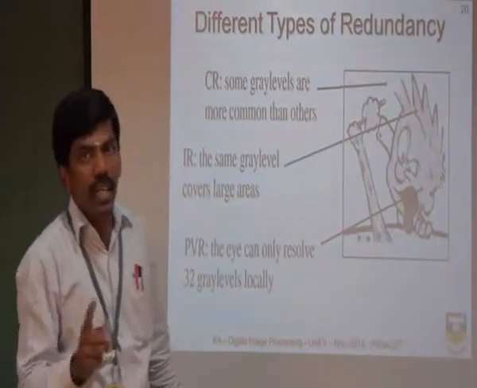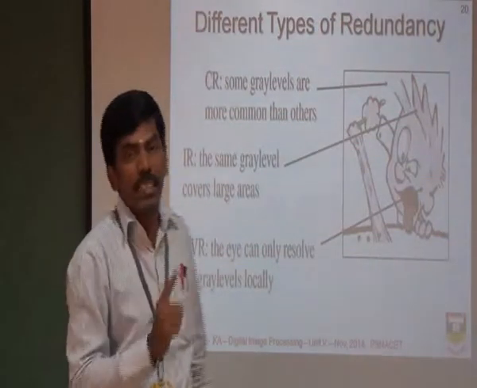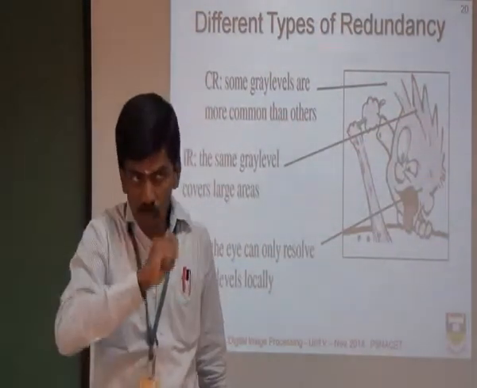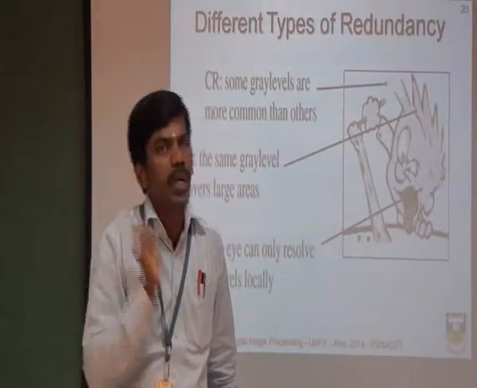What is psychovisual redundancy? Nothing but the eye can only resolve about 32 gray levels. That plays a crucial role. The eye can only differentiate 32 gray levels. Beyond this, we cannot perceive the gray levels.